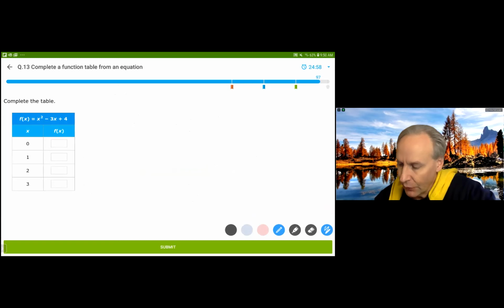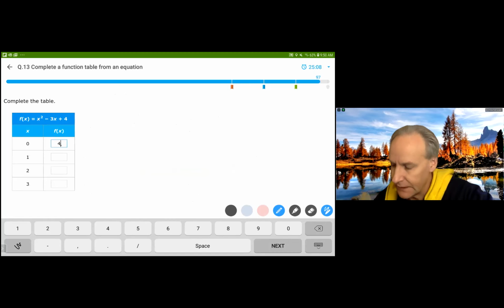Okay, 0, 4. I hope you guys see why I put in 0, 4, because 0 squared minus 3 times 0 plus 4 is just 4. That's why we like that one so much. When I put in the 1, I'm just going to put it in my head: 1 minus 3 plus 4. Hopefully that's good for you. That's going to give you 2.